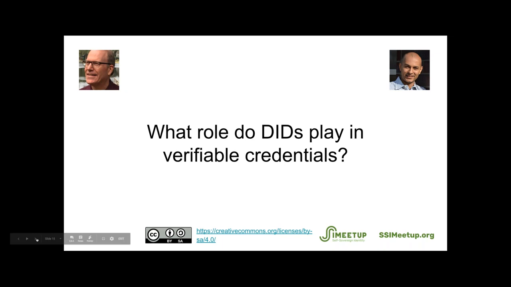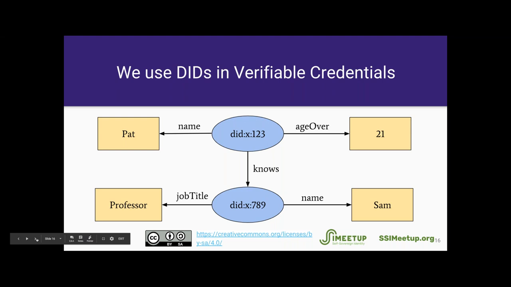So fundamentally, a verifiable credential is a way of you asserting some kind of attribute about yourself, like your name or your age or your profession. And verifiable credentials are typically issued by third parties. So you can think of your driver's license as a verifiable credential, your social security card as a verifiable credential.